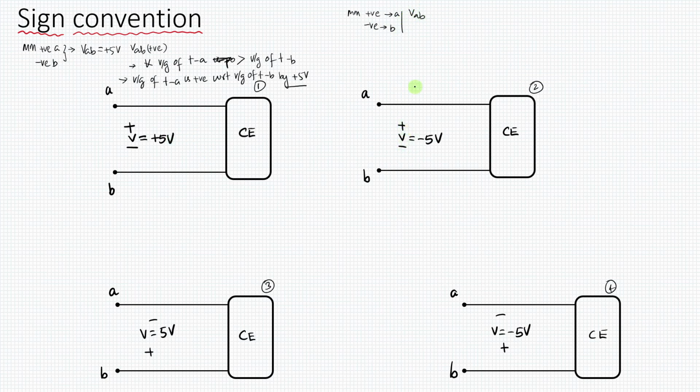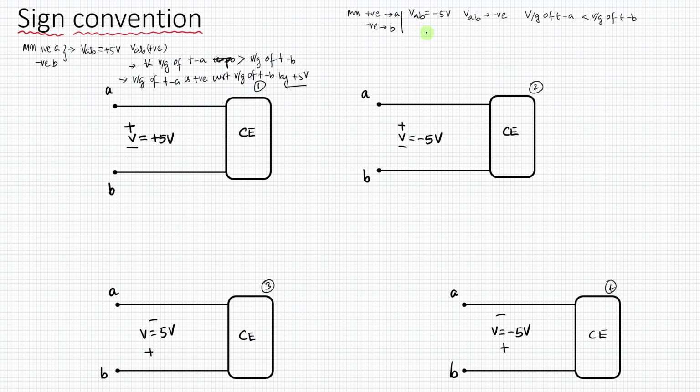Let me tell you that these are 4 different scenarios, so don't try to equate all these things. You are trying to measure VAB, and VAB you have gotten as minus 5 volt, which means VAB is negative. So in reality it means that the voltage of terminal A is less than the voltage of terminal B. Why? Because you have gotten the value as negative.